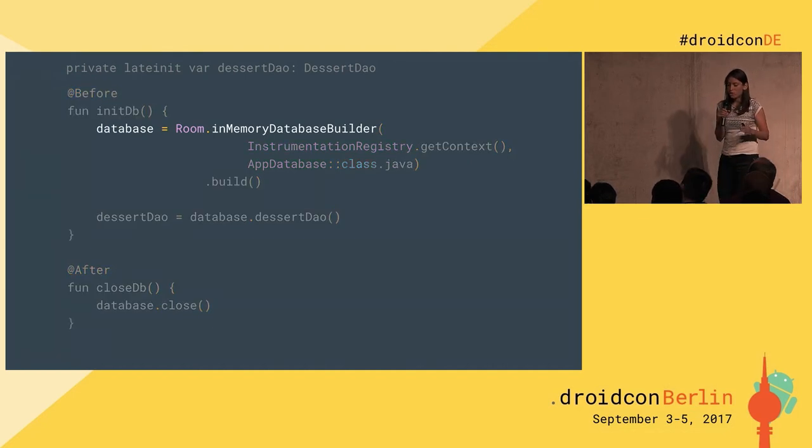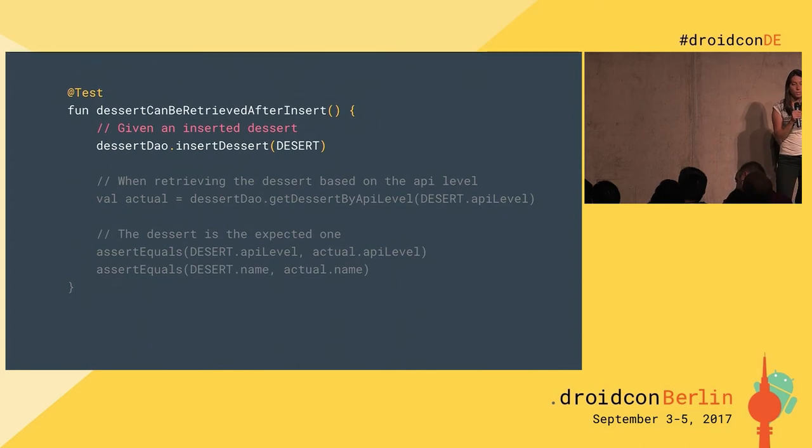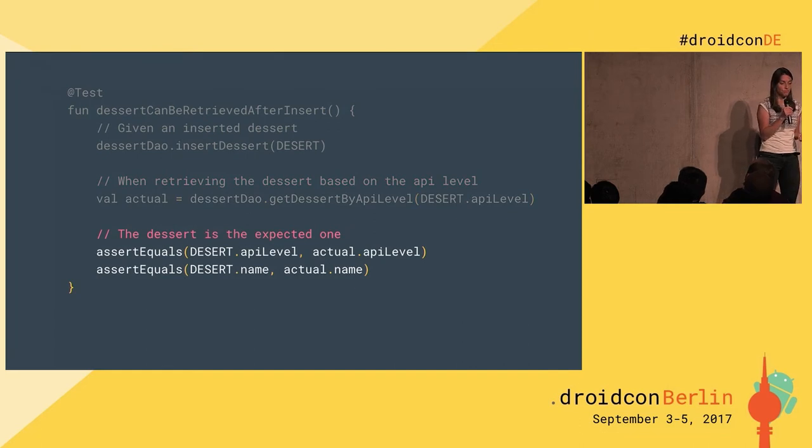So what does this in-memory database do? What it does, it actually makes sure that the data that you're putting in the database will not survive process death. So this makes it perfect for tests, because it means that even if you're inserting data in a test, you won't need to clean it up afterwards. Room will just do this for you. How can we implement a test? Let's say that we want to check whether indeed a dessert can be retrieved after it has been inserted. So we will insert a dessert. And then we will check that indeed, when we retrieve the dessert based on the API level, this dessert can be correctly retrieved. So the dessert is the expected one.